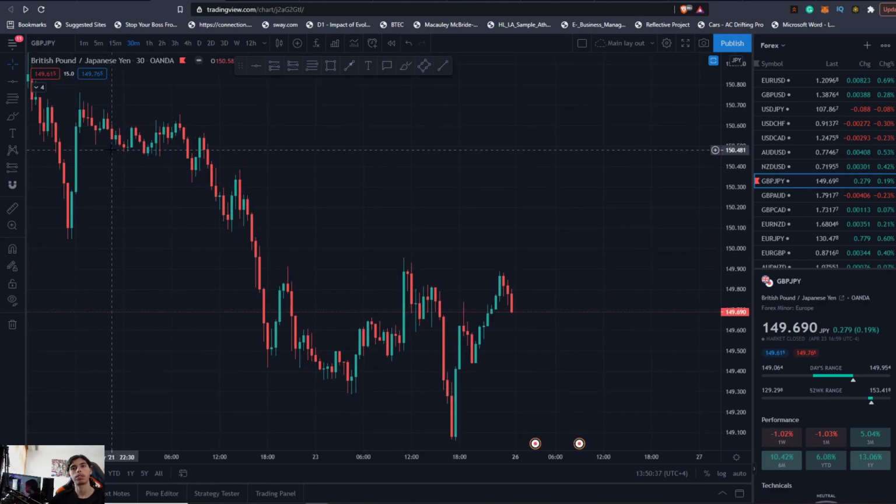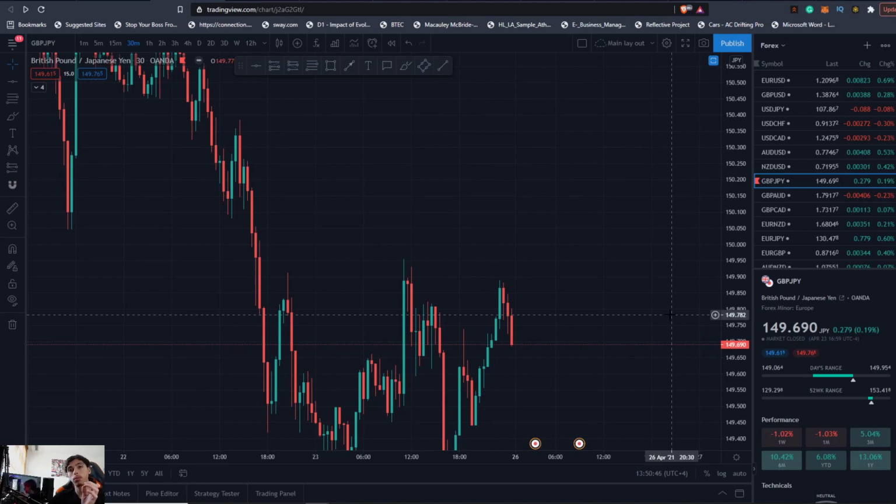Higher time frame structure is bearish. We're looking for sells today. Don't change your bias. I will personally be looking for sells. What do we end up having? And this is the reason why you have to understand higher time frame structure.